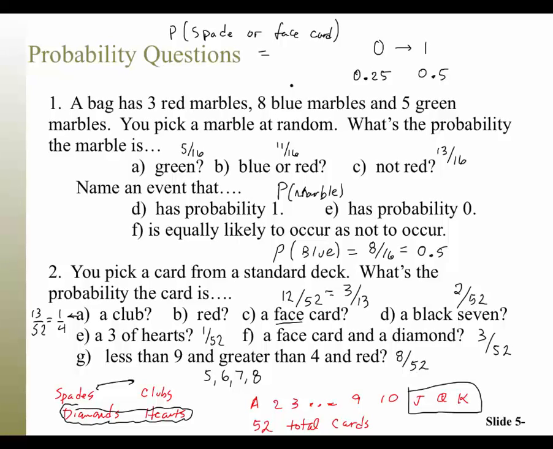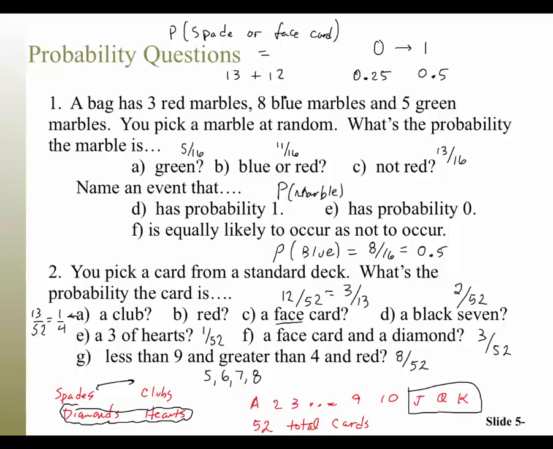How'd you get 38? How many spades? So tell me where you're getting that. 13 spades and 12 face cards. So that means there's 25 cards that fall under this category. Agree? What are you counting twice?